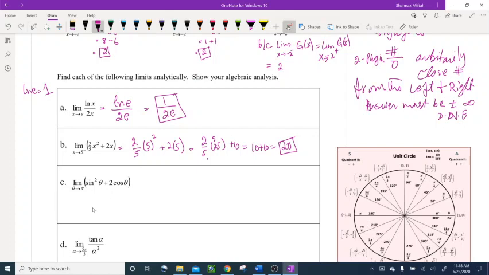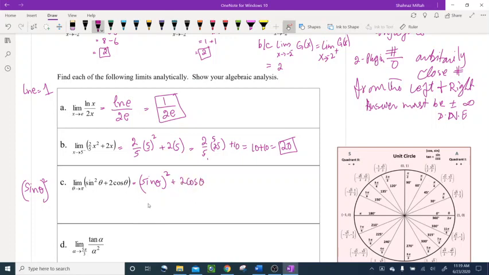Okay, let's go here. Limit theta approaches pi of sine squared theta plus 2 cosine theta. Now make sure that you remember this. When I see the square on top of sine, it means sine theta is on the whole function. If this 2 was on the theta, then it means sine theta squared. But if the square is on top of any trig function, then you have to rewrite it like that. So I'm going to rewrite it, and always rewrite it. This is very important. Sine theta squared plus 2 cosine theta.